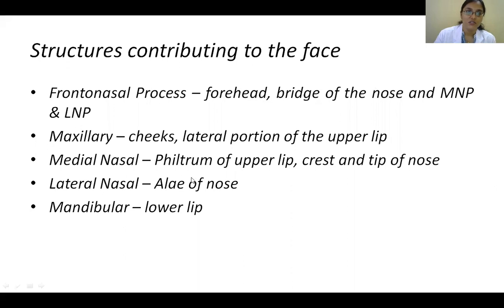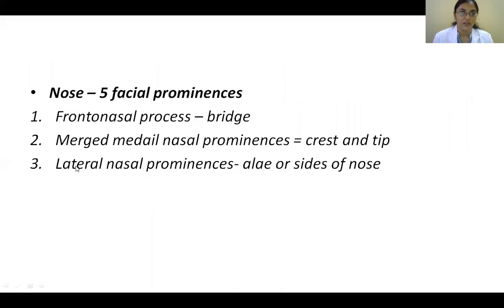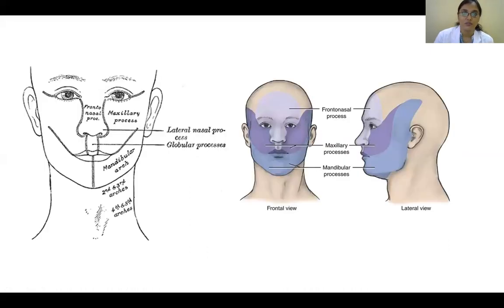Now coming to the structures contributing to the face. The frontonasal part, what it forms, then the maxillary, the cheeks part. All this you can study. The ala of the nose, the sides of your nose, is the lateral nasal part. Coming to your nose, the bridge is formed by the frontonasal process. Then the merged medial ones form your crest and the tip. And the lateral ones form the sides of the nose.